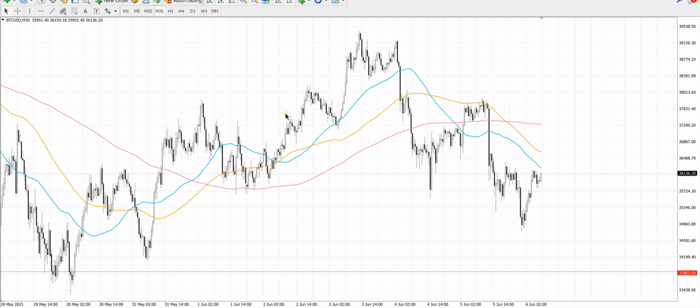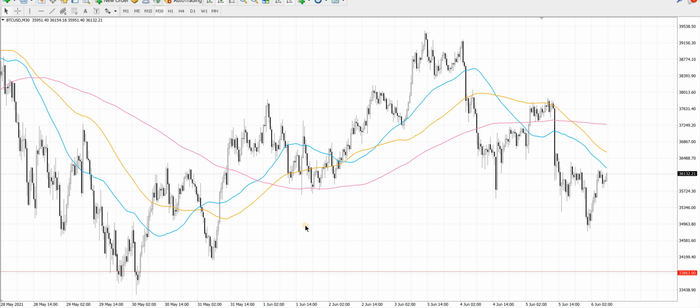Dropped right past that because it didn't hold on the M30, but then returned to those moving averages. They are dynamic moving support and resistance zones, and you can see this when it gets caught in between them.